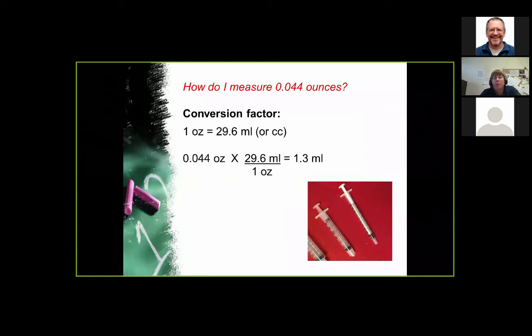All right, that's a pretty tough thing to measure, 0.044 ounces. So let's convert that into milliliters because we know we can measure that with a small syringe. So we need another conversion factor, 1 ounce being 29.6 milliliters. So we're going to set up the same kind of math problem, 0.044 ounces. We're going to multiply that by the conversion factor in this way so that we can cancel the ounces on the top, ounces on the bottom, and get this in milliliters, which is what we want. So we know that it's 1.3 milliliters is what we need to measure, and we can measure that.